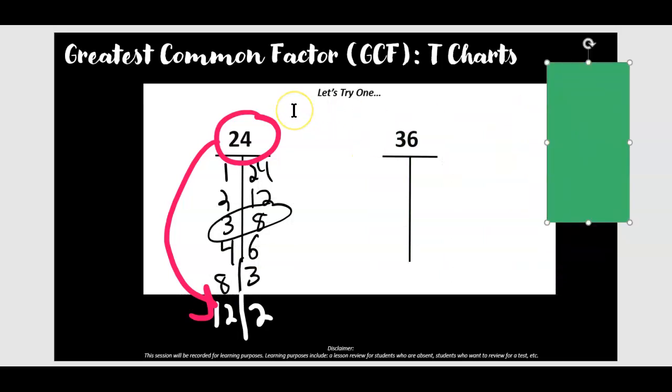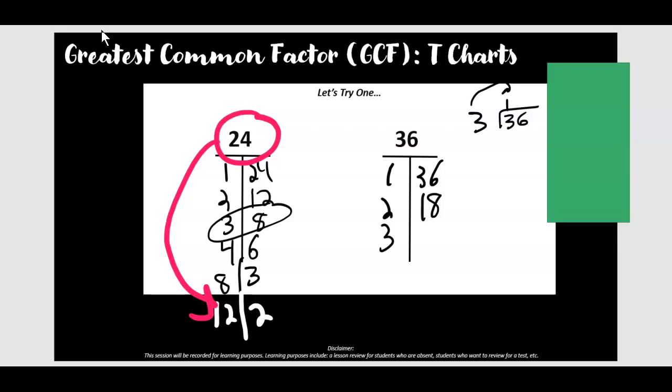36. Okay. I'm going to go a little bit faster here because I think 1 and 36. 2 times 18. And then 3 times, see, I'm thinking in my head. This is what I'm doing in my head right now. I'm going, oh, 3 goes into 3 once. 3 goes into 6 2 times, so it's 12.